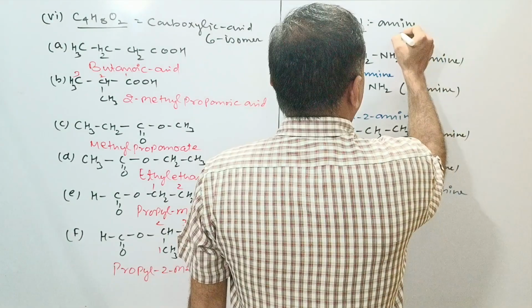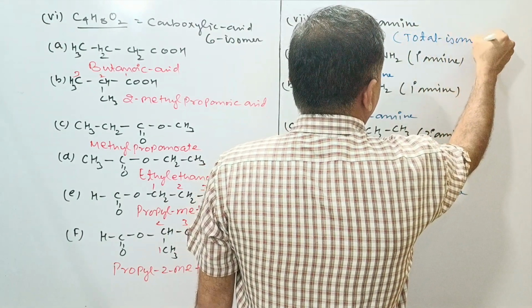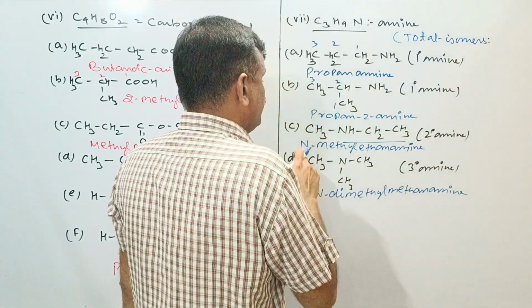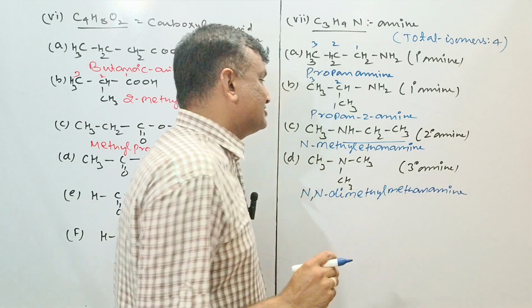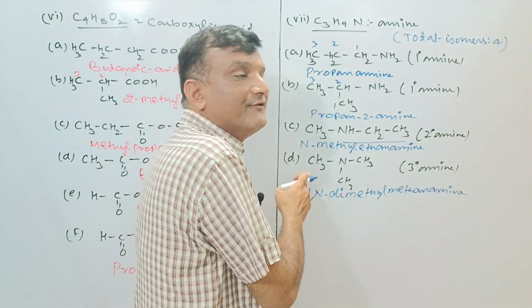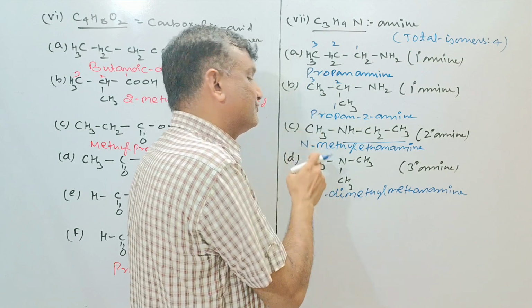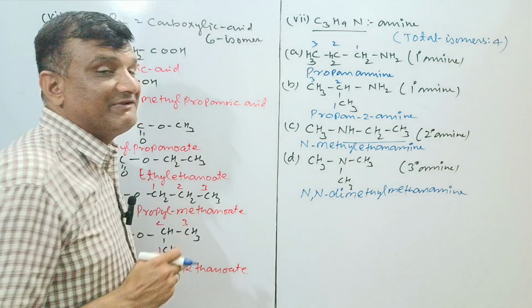If anybody asks you the total isomers, then the total isomers will be 1, 2, 3 and 4. And if anybody asks you the total metamers, then it will be 1. Total function group isomers will be 1, 2 and 3, as 1 degree, 2 degree and 3 degree amine. This was about the 7th question.